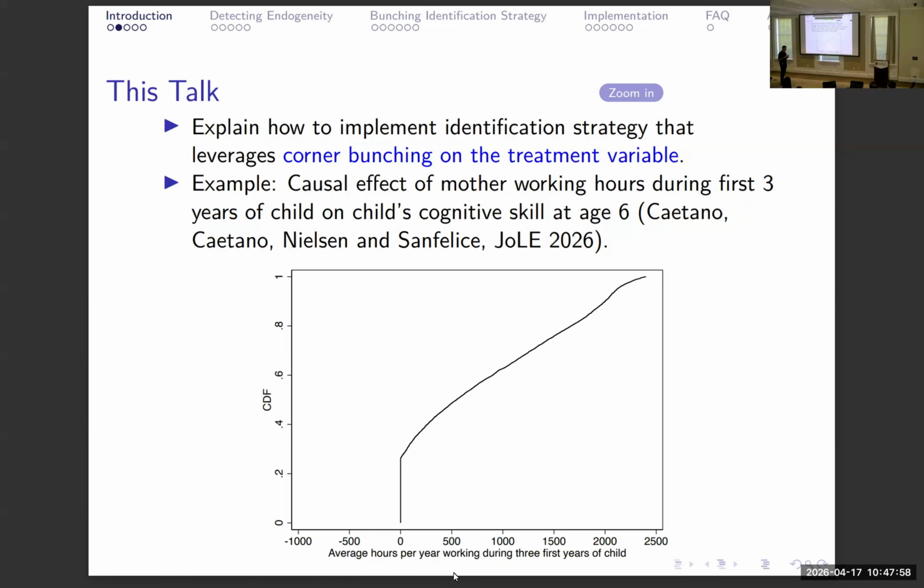And you will see that this is a key distinction between this kind of bunching and the other kind of bunching in most of the literature. You will see that in our setup here, the treatment is not binary, it is multi-valued, and the bunching comes out naturally.